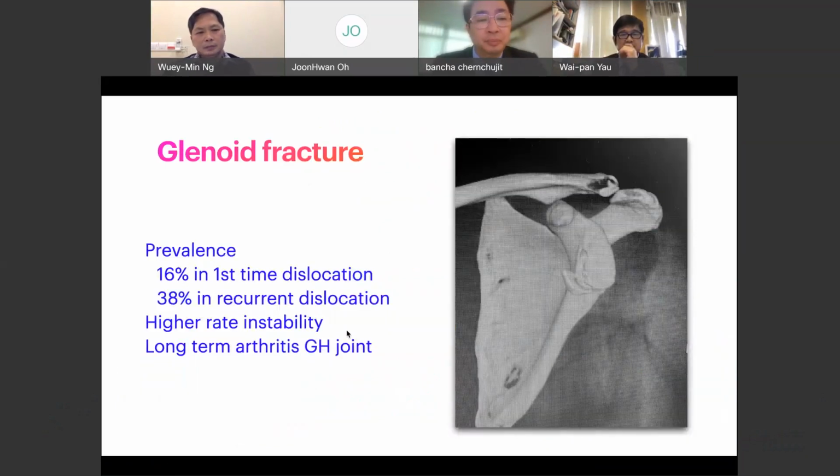So I'm talking about glenoid fracture in a fracture dislocation of the shoulder. The prevalence of glenoid fracture in first-time dislocation is around 60%, and 38% in recurrent dislocation, and they pose a higher rate of instability. We have a long-term impact of this fracture, which causes osteoarthritis of the glenohumeral joint.